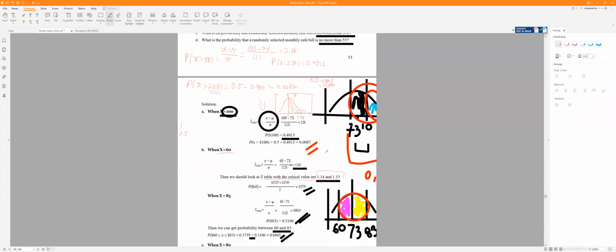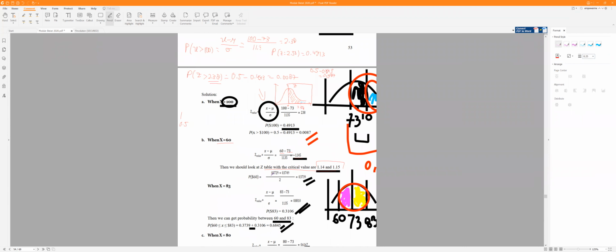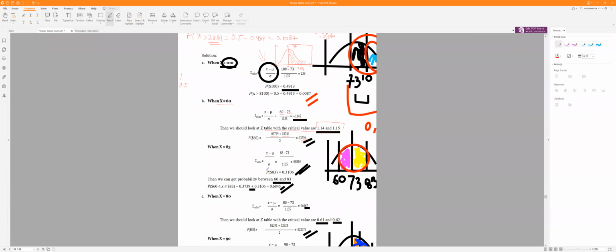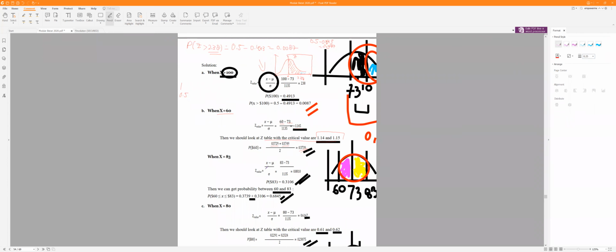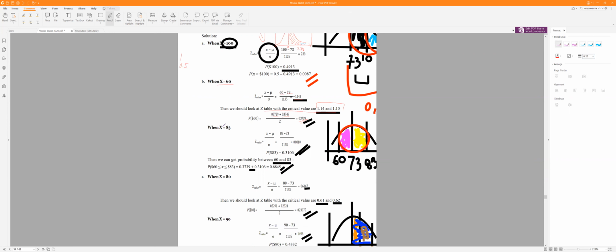Okay, so the probability for Z 1.14 is 0.3729, and for 1.15 is 0.3749. So you add that up, divide by 2, getting its average. So that's the probability for Z equals 1.145. If you already got that, well, that's it.